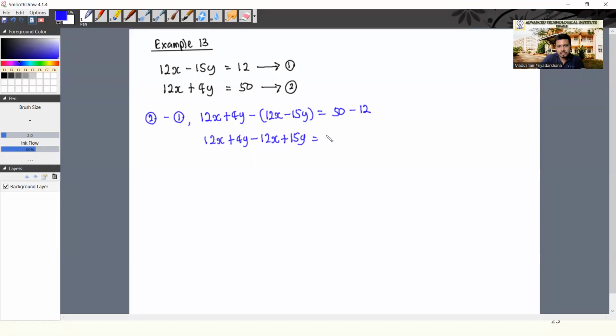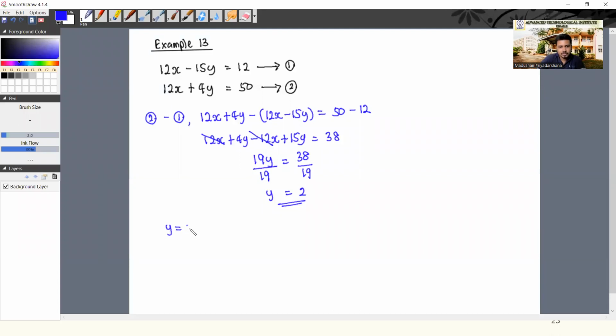So here 50 minus 12, that is 38. See, now plus 12x and minus 12x we can cancel. We will be left with 19y. 19y equals 38. Divide both sides by 19. Therefore, y equals 2. We have found the value of one of these two given variables, y equals 2.